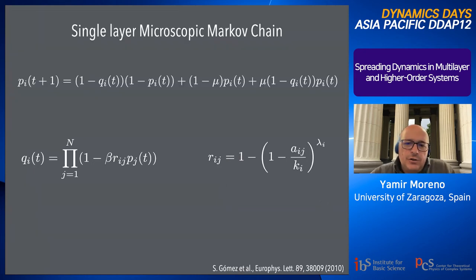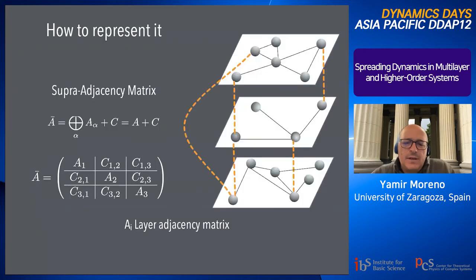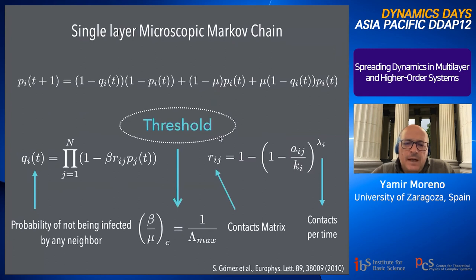So you can actually solve this equation. Because this is a fixed point equation, you find that the threshold is this one, and this means that the threshold, or this R naught that we were talking about, is proportional to one over the largest eigenvalue of this matrix, R matrix.